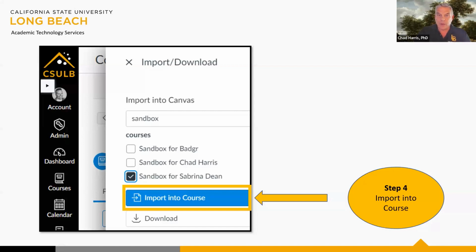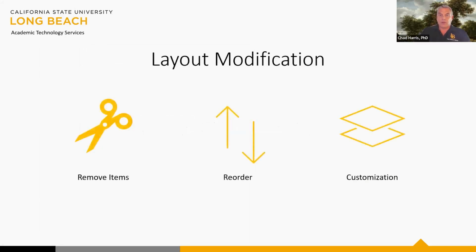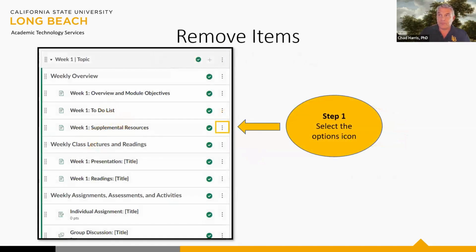All right, so let's see. Next, we're going to show you how to modify your content. In layout modification, we will look at how to remove Canvas layout items that are not required for your course, how to reorder content hierarchy, and ways to adjust how the content is displayed to your students. This is what a typical module page will look like when you click into one of the weekly topics.